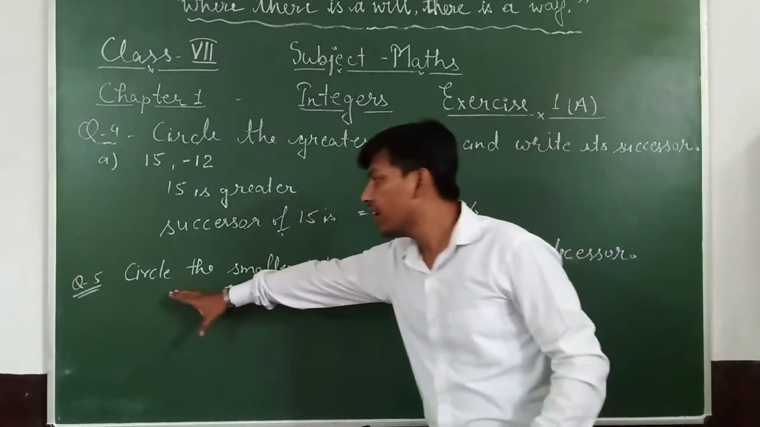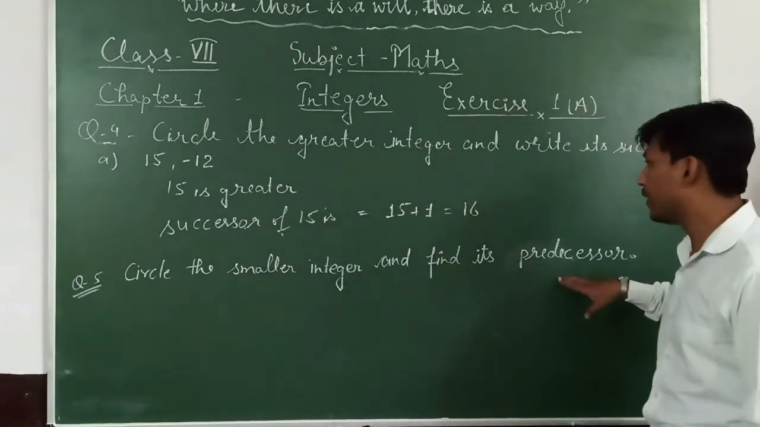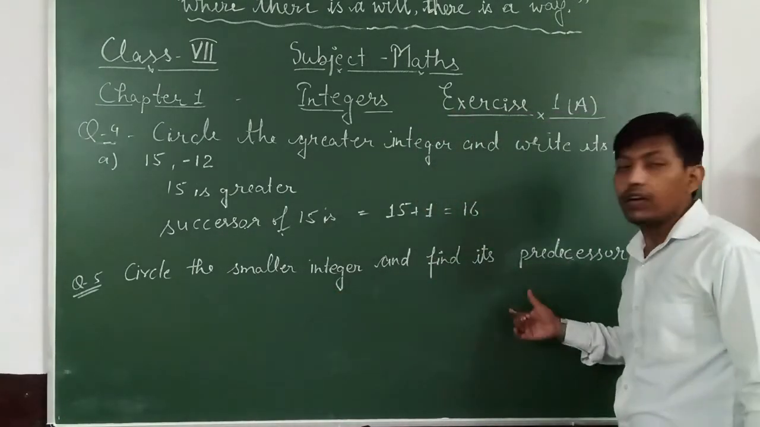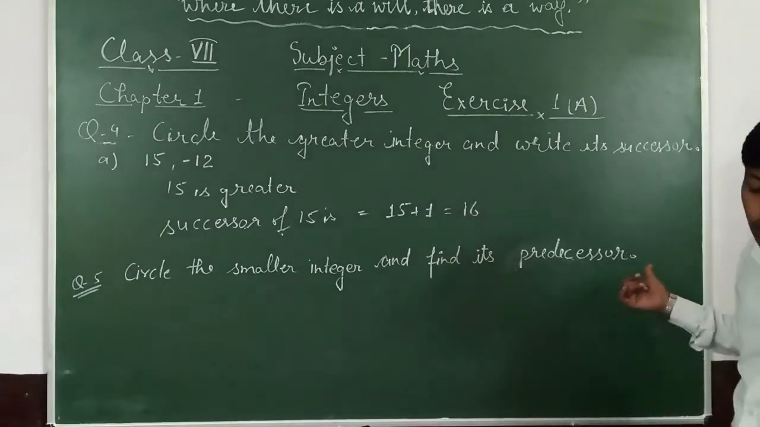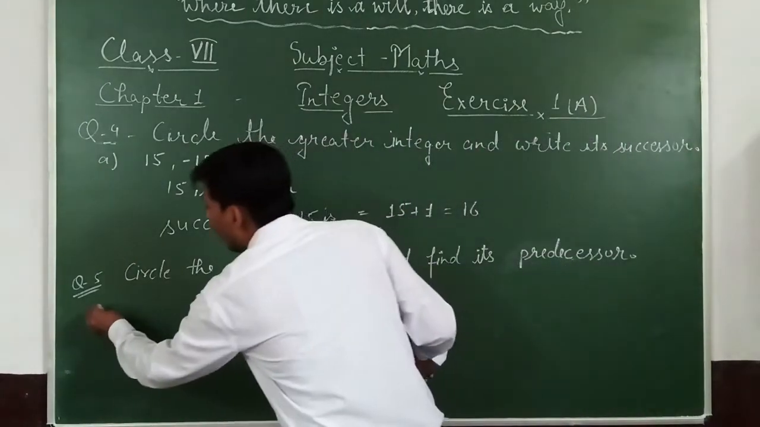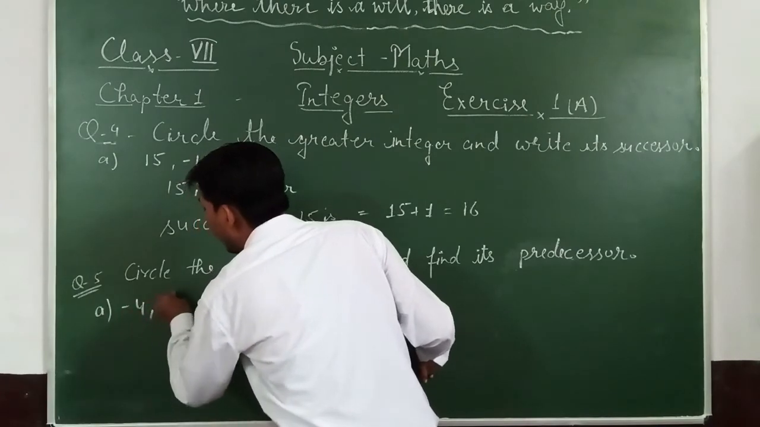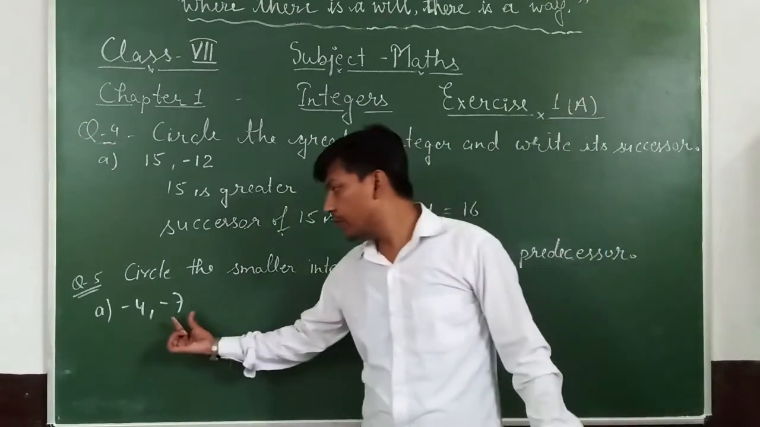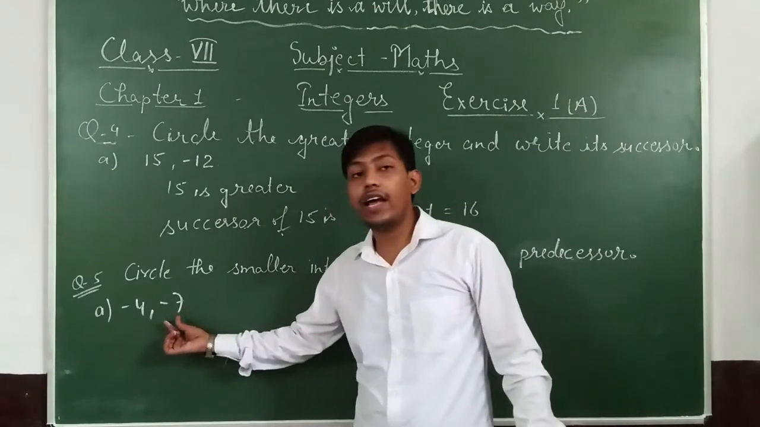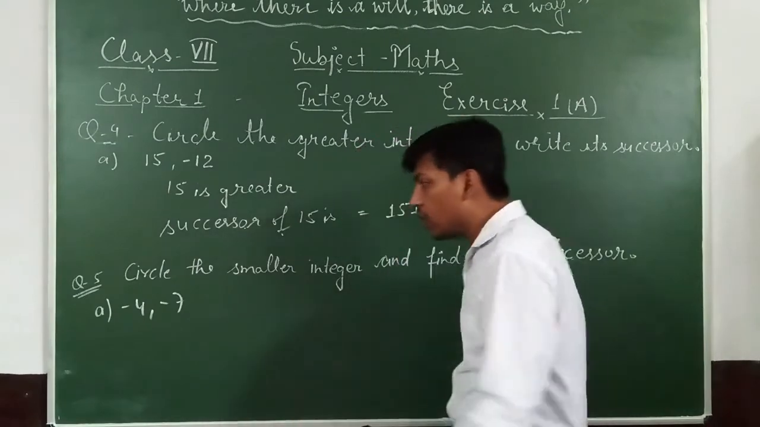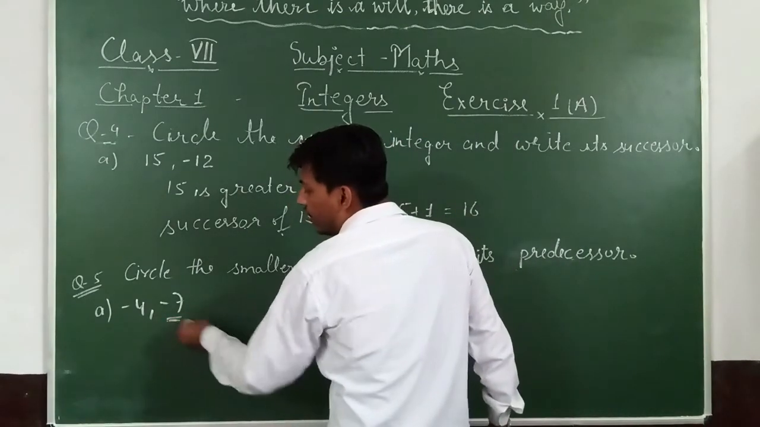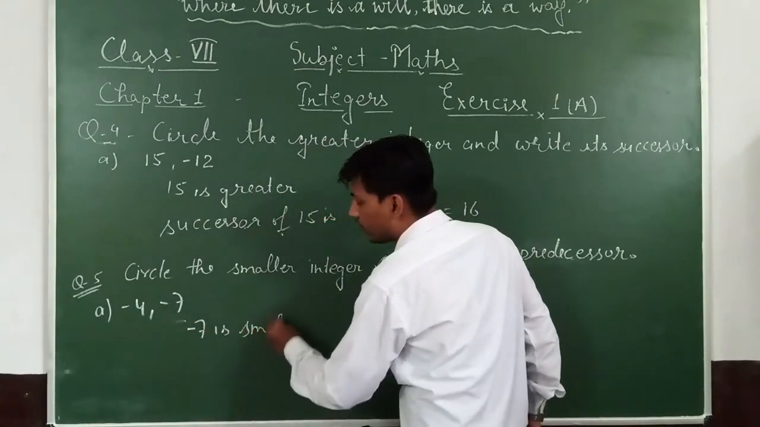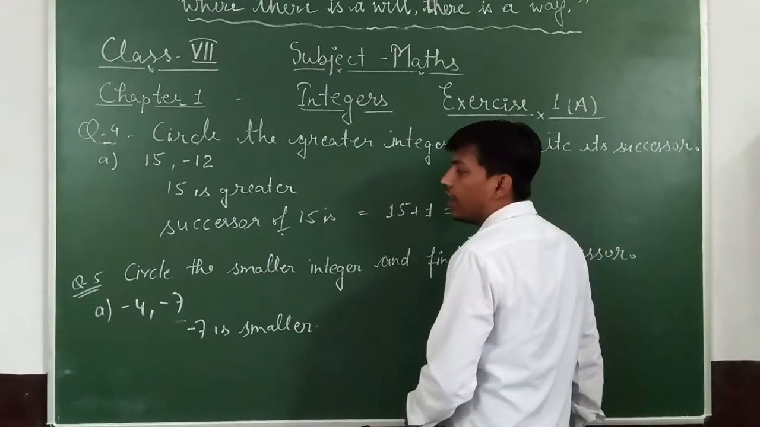Then question number 5, circle the smaller integer and find its predecessor. So here we have to find the smaller integer and then we will write its predecessor. So next, compare -4, -7. So which one will be smaller? As we know that the numeral value which is greater and has negative sign will be the smallest. So here -7 is smaller. So -7 is the smaller integer and now its predecessor.